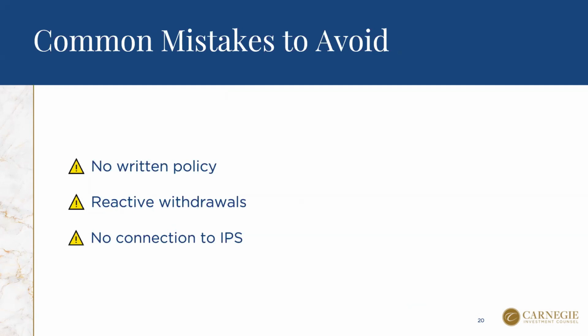And then finally, no connection to your IPS. Your investment policy statement is really the cornerstone of how this account is going to be managed, what's the asset allocation. But your spending policy explains how you actually use those assets. So you need those two parts to be aligned. Otherwise, you might find that your IPS and your asset allocation isn't fit for purpose and you can run into real trouble. So what's next?